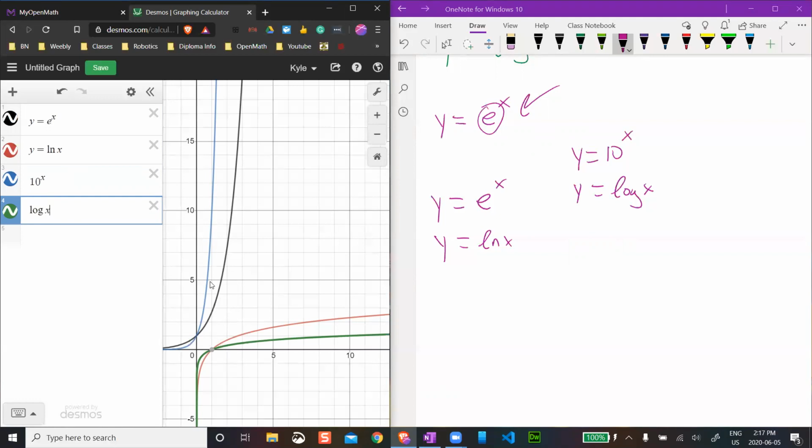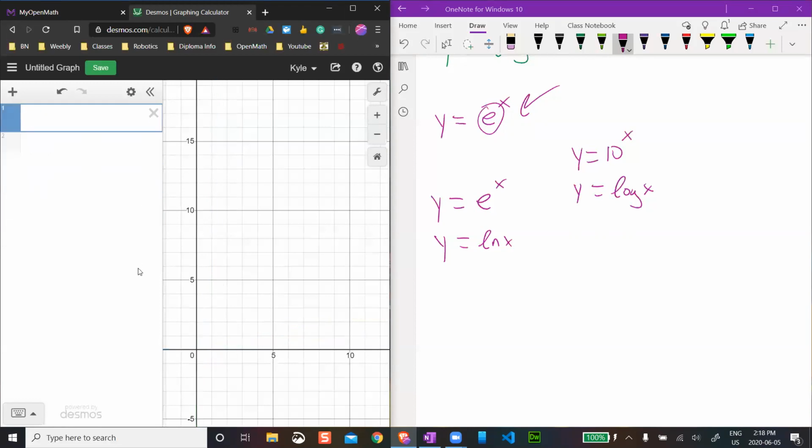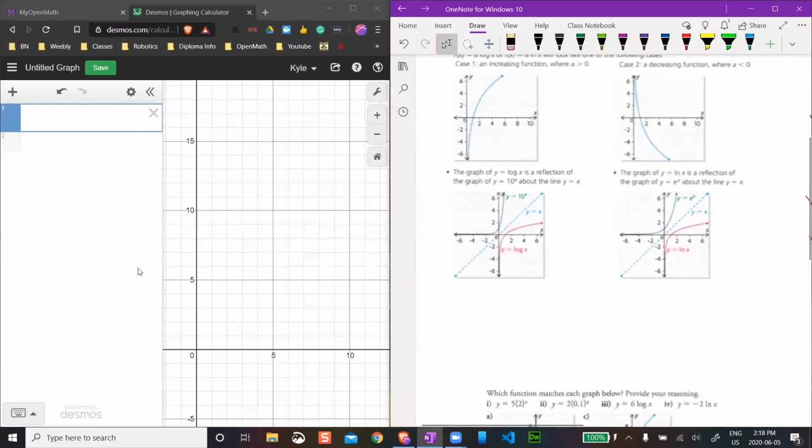Just notice that the blue line here, 10 to the power of x, rises more sharply than e to the power of x, which makes sense because e was about 2.7. This is 10, so it's going to rise quicker. And the log of x is going to diverge quicker like this than the natural log of x. So this is a good little picture to have in mind when you're doing that. That's the idea, and that's pretty much it.